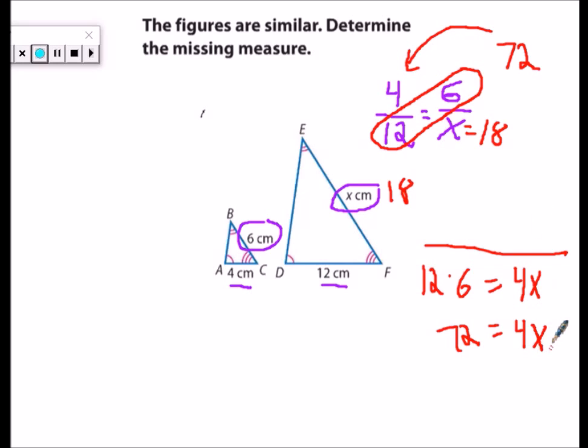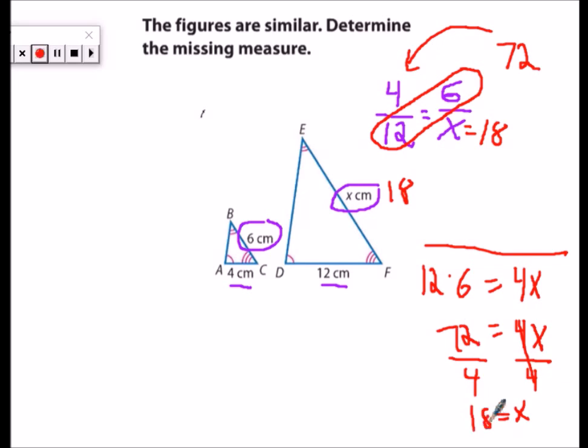Since we already knew that it's 18, we know that 4 times 18 gives you 72. But if we didn't know, we would divide by 4, just like in the proportion part. We divide by 4 to get rid of this 4. And now you can tell that x equals 72 divided by 4, which gives you 18.